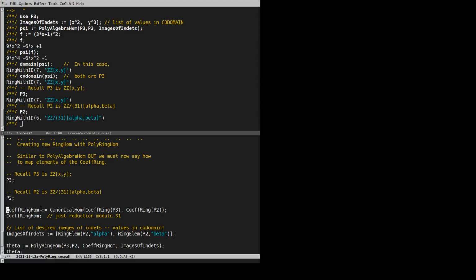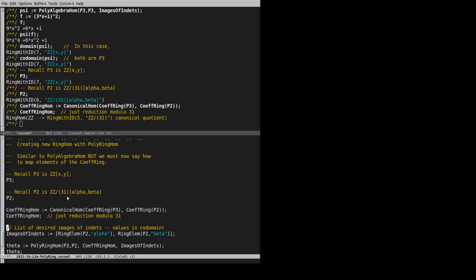So building a ring homomorphism with PolyRingHom involves a little more work. We have to say what ring homomorphism we want to use for the coefficients. So in this case, I'll use CanonicalHom from the coefficient ring of P3, which is just Z, to the coefficient ring of P2, which is Z modulo 31. So we create that and we see what CoeffRingHom built. So here it is. We know it's in fact just going to be a reduction modulo 31. CoCoA prints it out as a ring hom from Z to Z modulo 31, and the description of it is just canonical quotient.